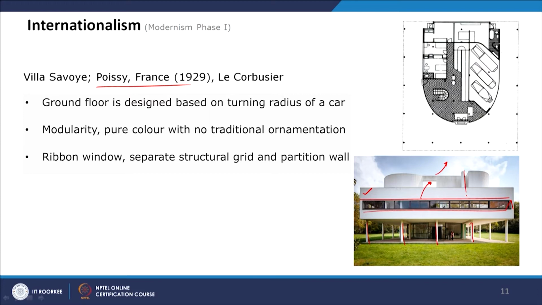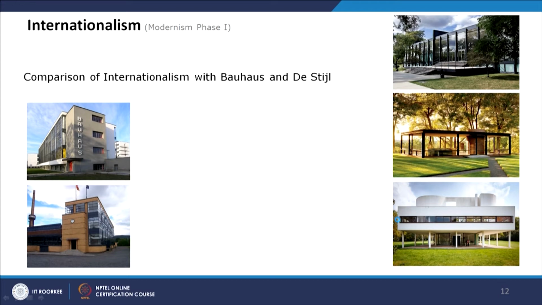Now, if we compare the Bauhaus, which was before the internationalist movement, with internationalism, we see a lot of similarities, because they had a similar visual vocabulary, and internationalism is closer to the Bauhaus than to the other movements of phase one. In Bauhaus, we have seen a pure box-like structure, and here internationalism is also talking about the same box or rectilinearity.